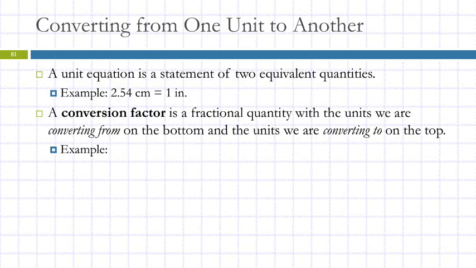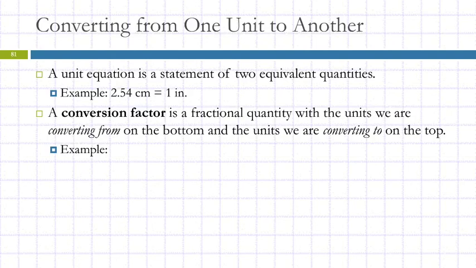Okay, so a unit equation is just a mathematical statement that these two things are equal. The example here is 2.54 centimeters is equal to 1 inch. They are different names for the same length, right? 2.54 centimeters, if you measure it out, is exactly the same length as 1 inch. We just call them different things. They're equal. We can take that equation and make a conversion factor. Conversion factors are usually fractions. And we can actually make two different conversion factors out of it.